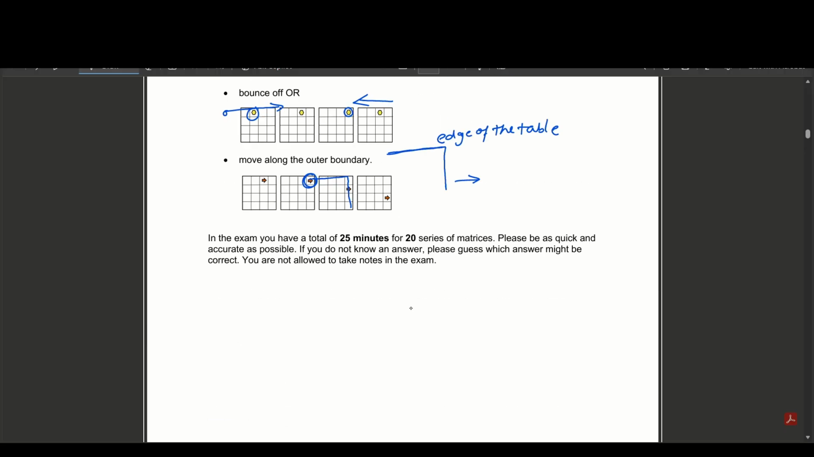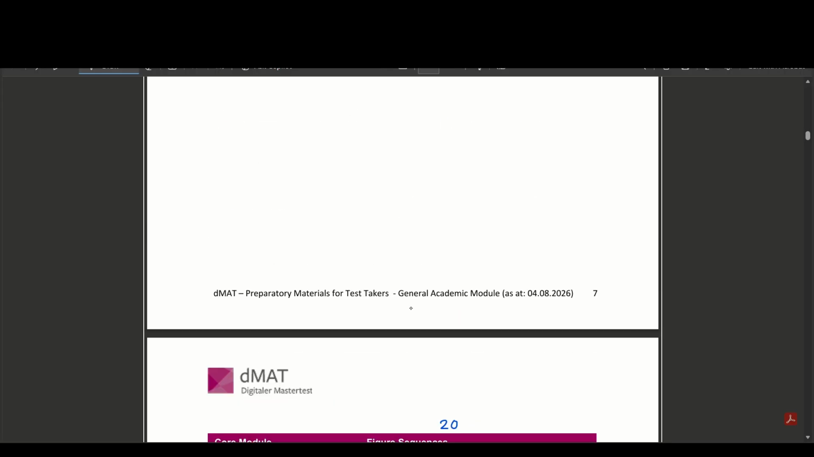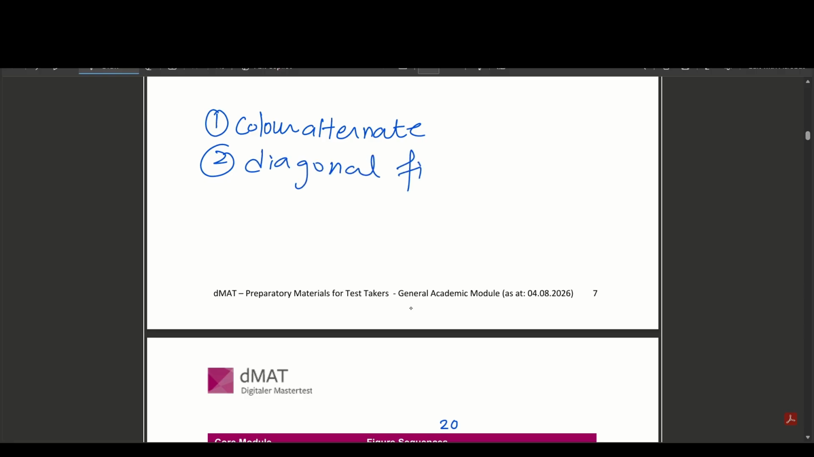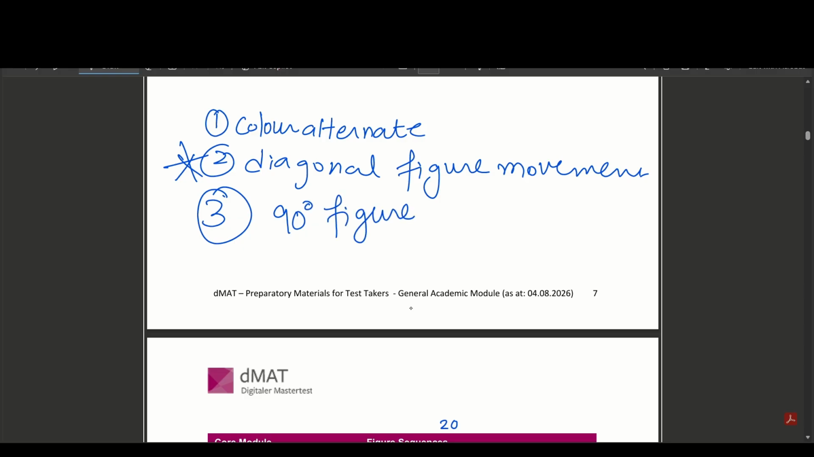So if you have to take notes, what are the notes that I would recommend? One thing, color: shapes can change their color alternately. Diagonal figure movement, you have to remember that rule. Even like 90 degree, how the figure is moving, you have to remember that. Otherwise these questions are easy.